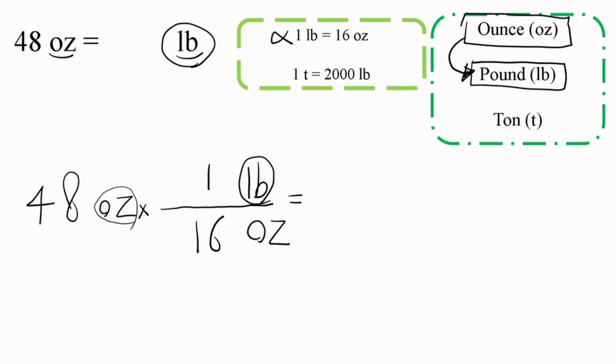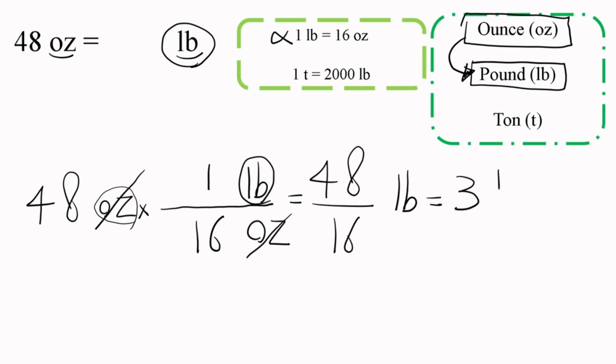So let's check the unit first. These two are going to cancel each other out and I'm going to have pounds, which is correct because the question wants pounds. And I'm going to have 48 in the numerator and 16 in the denominator. 48 divided by 16 will be 3 and the unit is pounds. So the correct answer is 3 pounds.